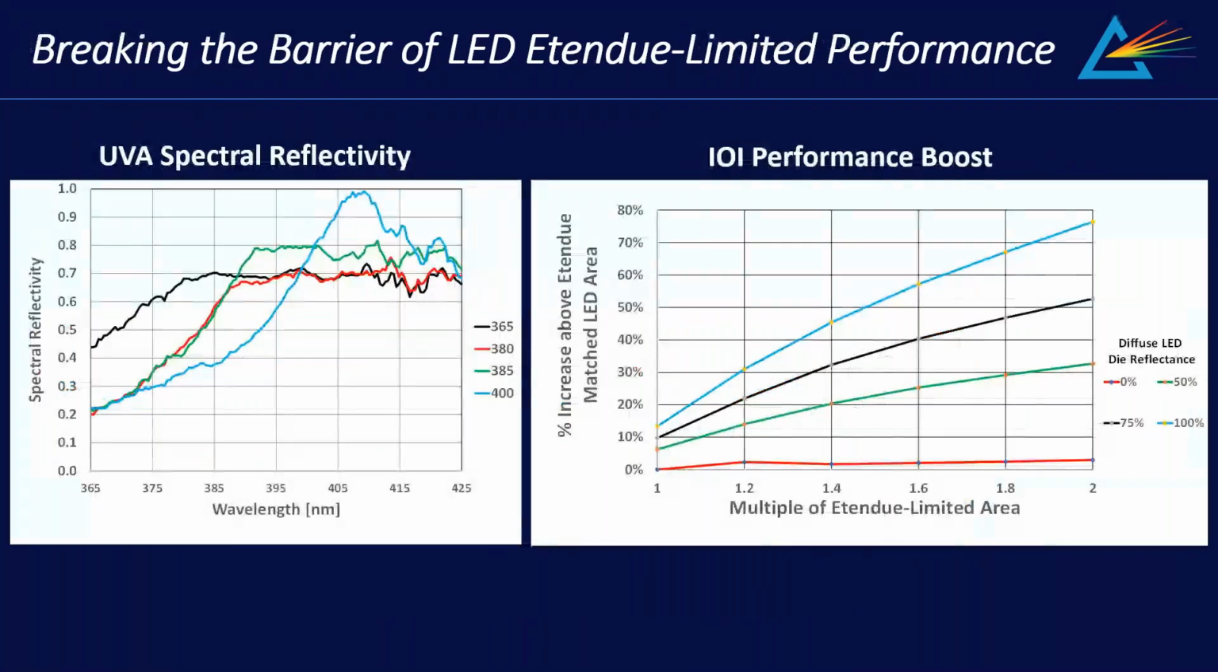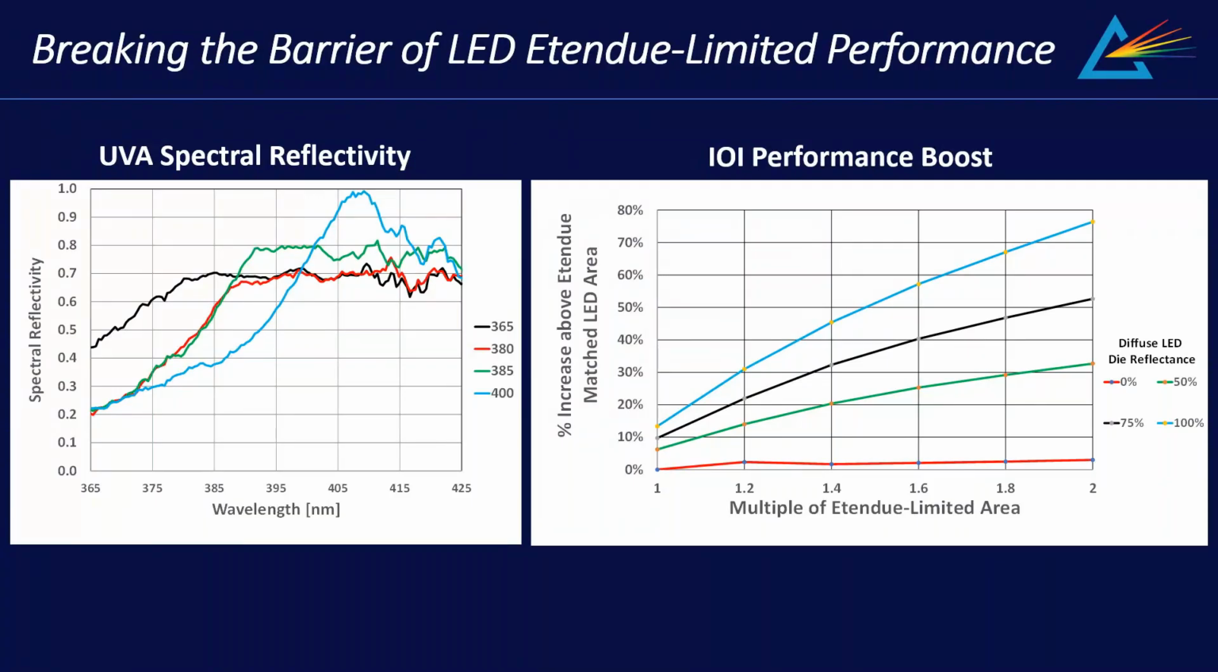Optical recycling can significantly improve usable throughput depending on reflectivity and the system geometry, of course. The effectiveness of optical recycling depends strongly on factors such as reflector efficiency, wavelength, and the degree of étendue constraint within the system. On the left is an example of measured spectral reflectivity in the UVA region for several reflective materials used in recycling structures.